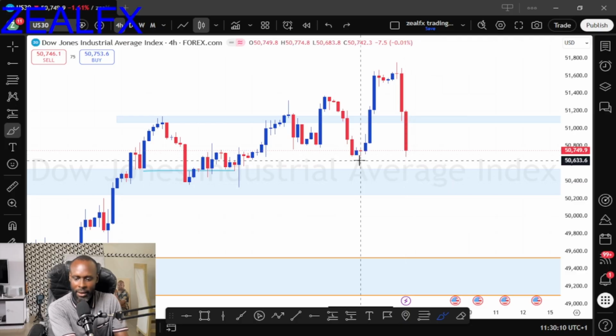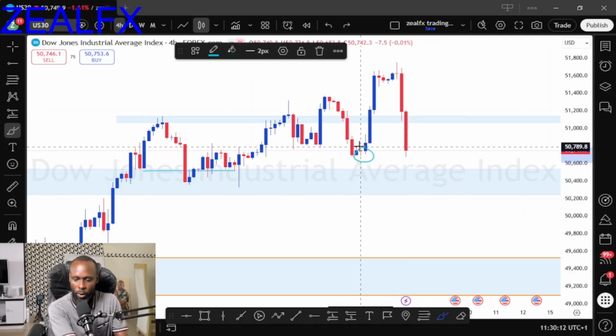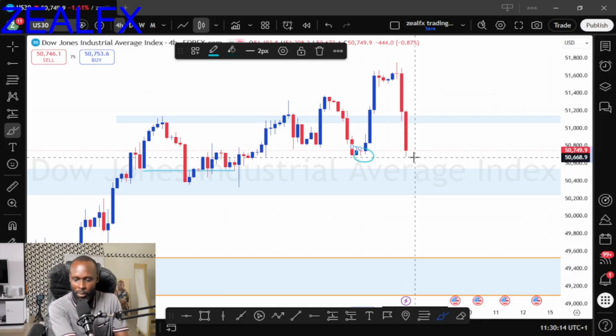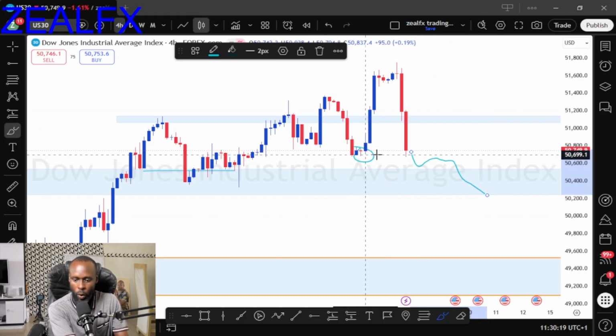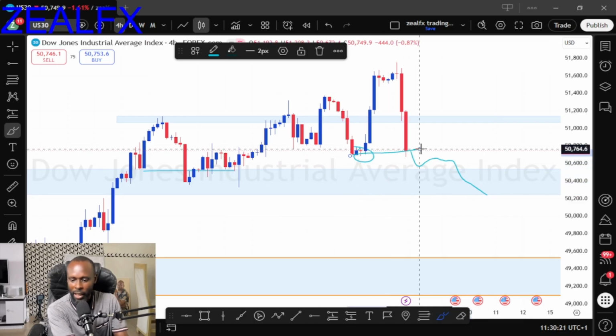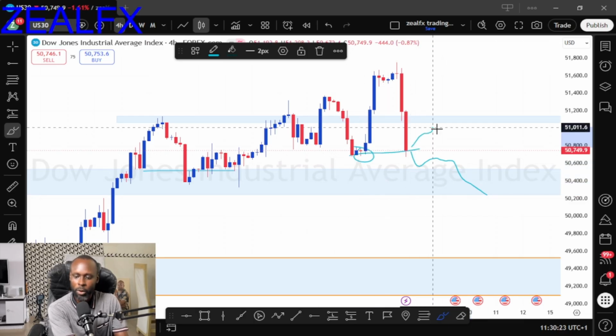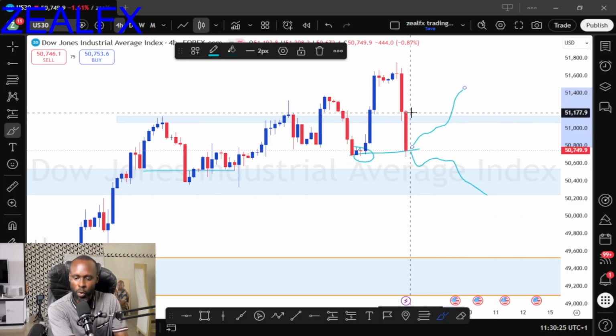You can clearly see that we still have price on this support level. So if price can break this support level, this might trigger more selling for the US30. But currently, so long as price still remains above this level, our aim is to look out for our possible buying opportunity, because we still have a small structure for a buying opportunity for the US30.